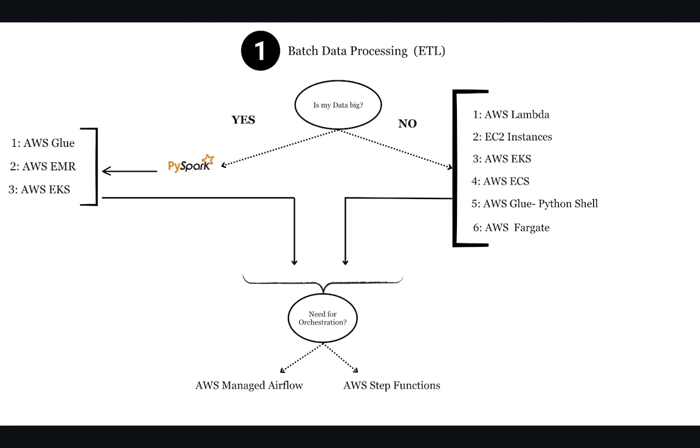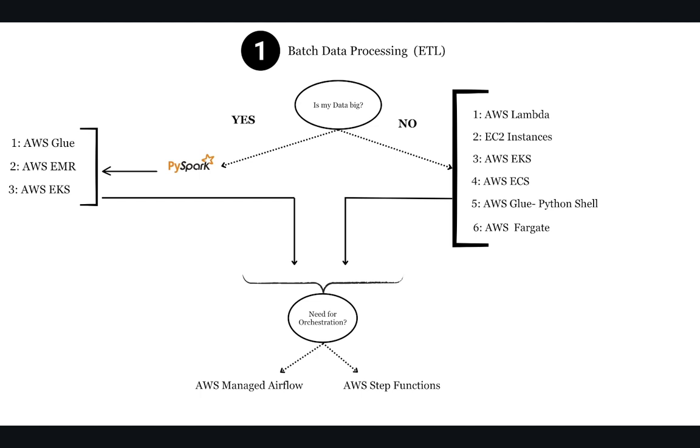First off, before choosing any service, you gotta ask yourself, is my data really big? If the answer to this question is yes, you're looking at heavy data lifting. In this case, you have Spark. And you have 3 AWS services that can run Spark jobs, be it Scala or PySpark. First, you have AWS Glue, which is a serverless data integration service that not only handles integration and ETL, but it can also kick off Spark jobs.